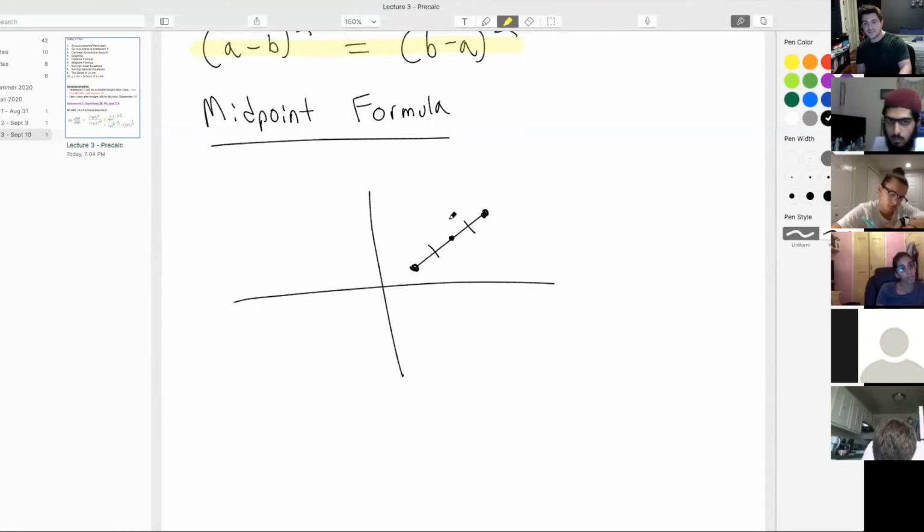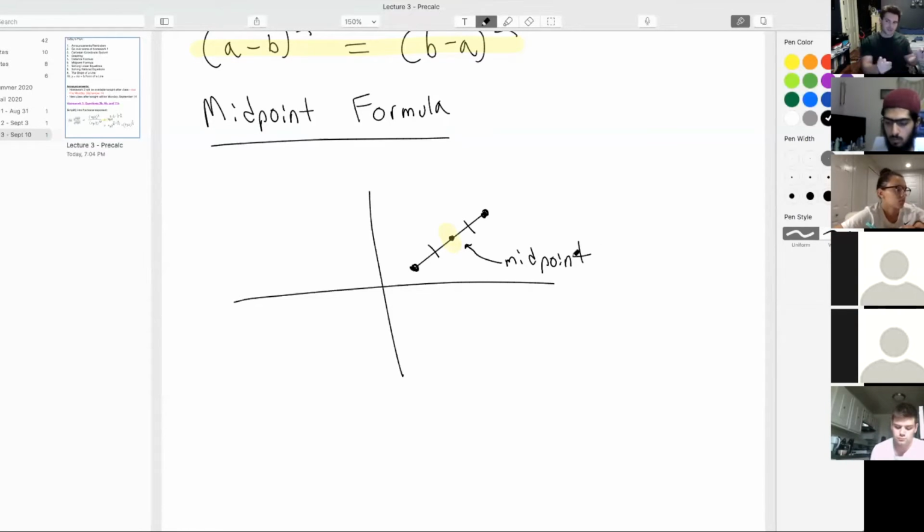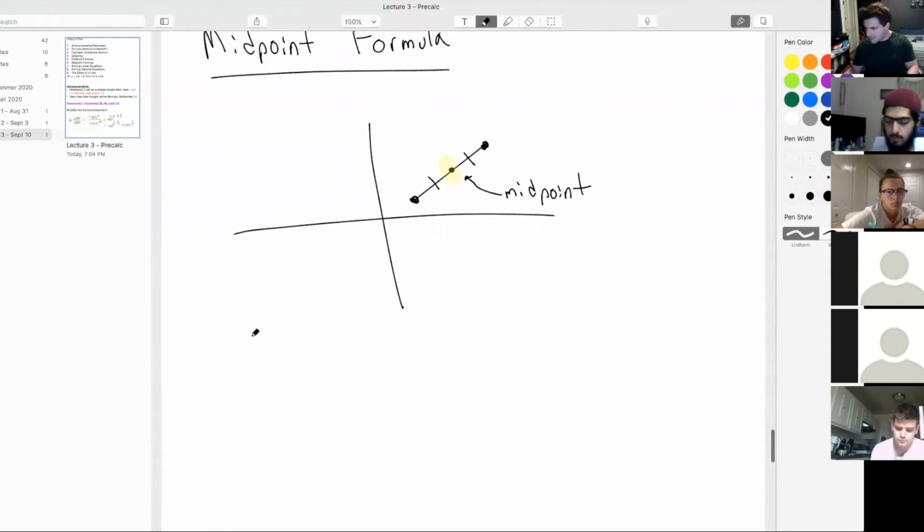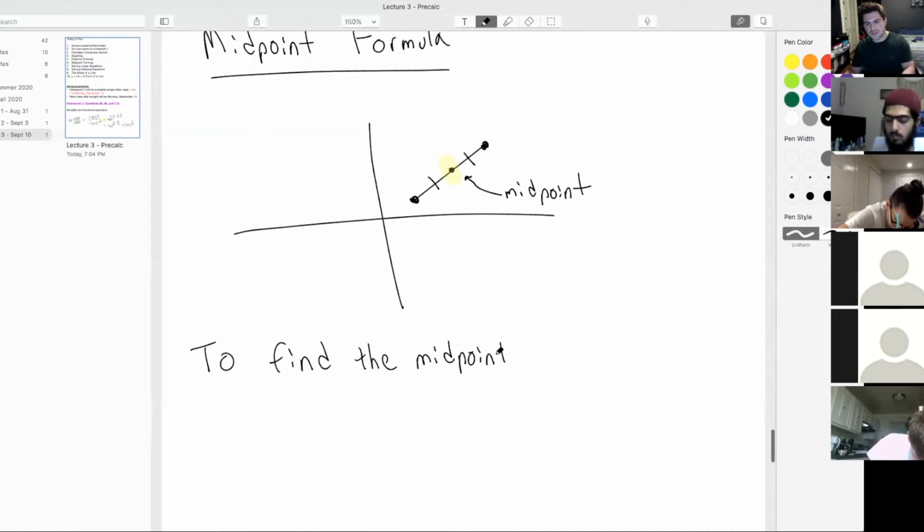All right, so we're going to be searching on how to find the coordinate of the midpoint. Okay, so that's what we'll be doing. Well, it's not that bad. So here's the formula. To find the midpoint, which is usually called M, capital M, just use this formula.